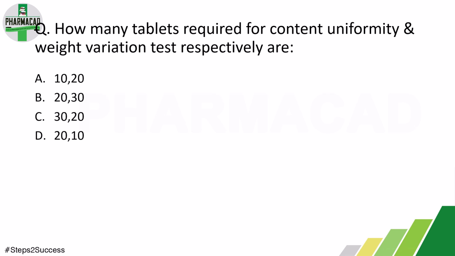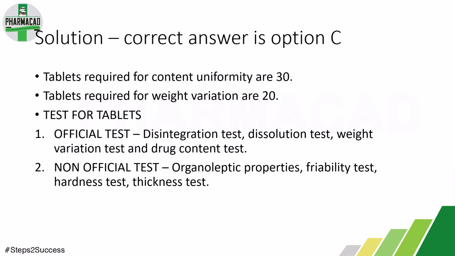Next question, how many tablets require for the content uniformity and weight variation test respectively? So the options are option A 10, 20, option B 20, 30, option C 30, 20, option D 20, 10. So the correct answer is option C 30, 20. Tablet required for content uniformity are 30, tablet required for weight variation are 20.